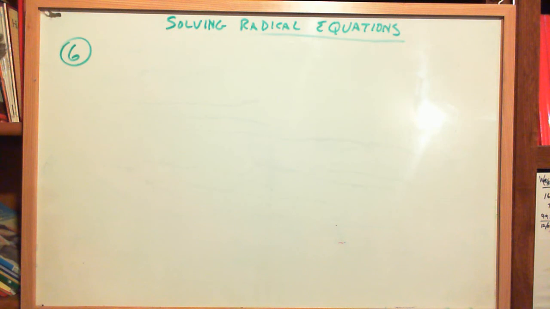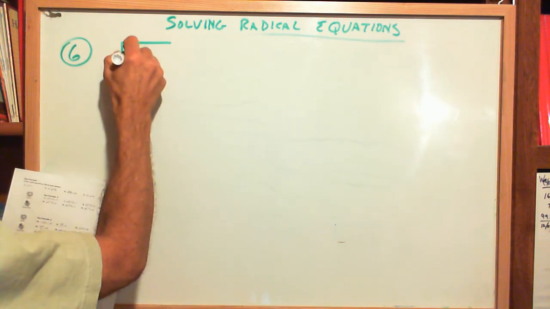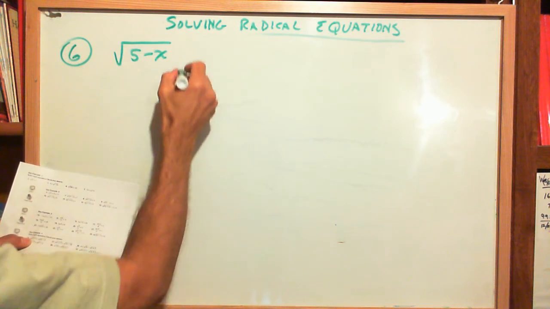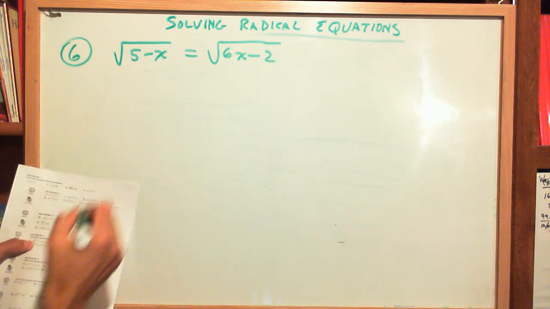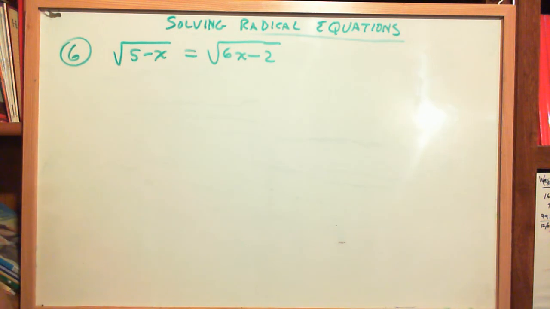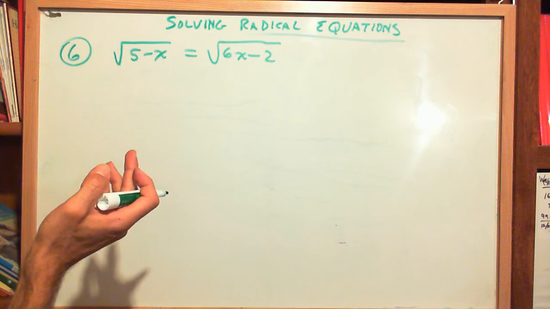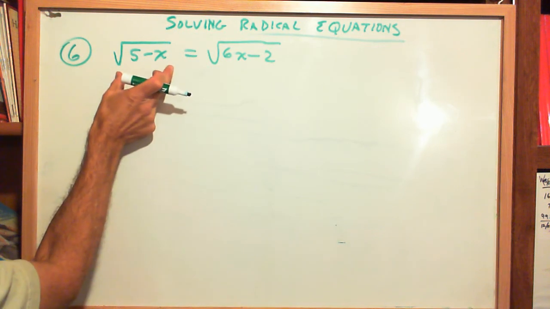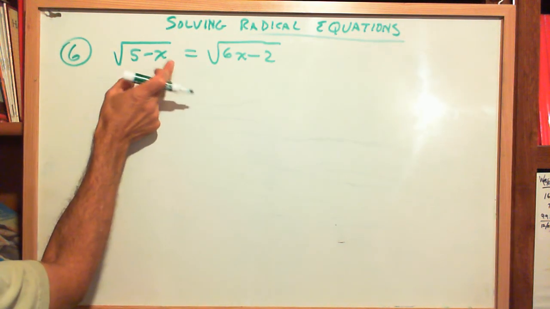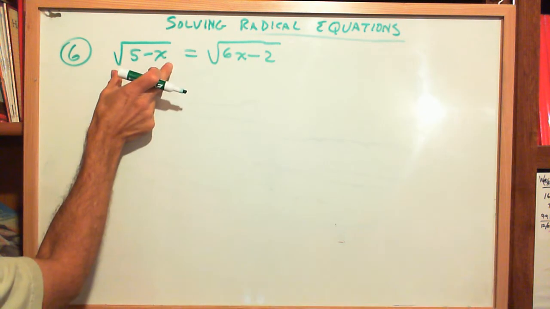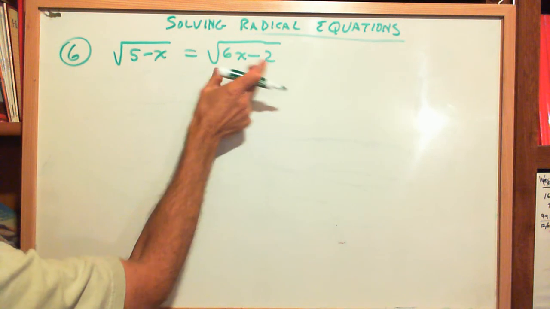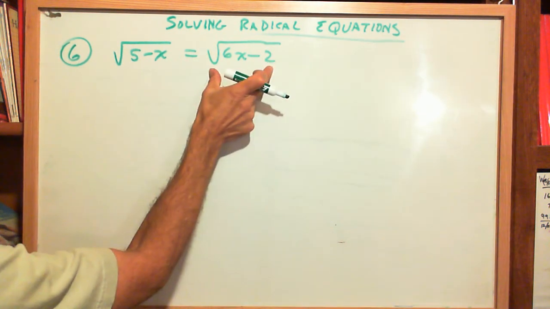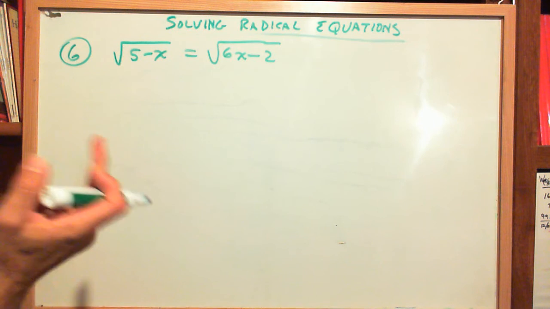Alright, so what if I gave you something like this? The square root of 5 minus x is equal to the square root of 6x minus 2. Now we have radicals on both sides of the equal sign. This is isolated. There's nothing else after this or before it. That's also isolated on this side. When they're isolated, I can square them.